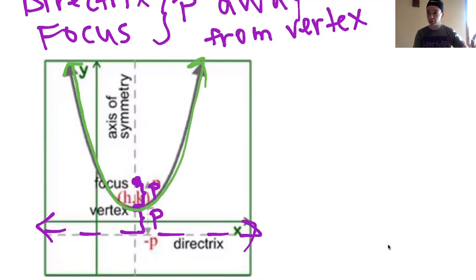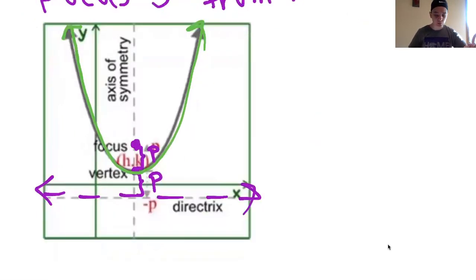So what am I looking for in your graph? I'm looking for your vertex, I'm looking for your focus, and I'm looking for your directrix. Those three things need to be labeled, and I need to see them on your graph. So let's go through a couple examples so you know what we're looking for here.